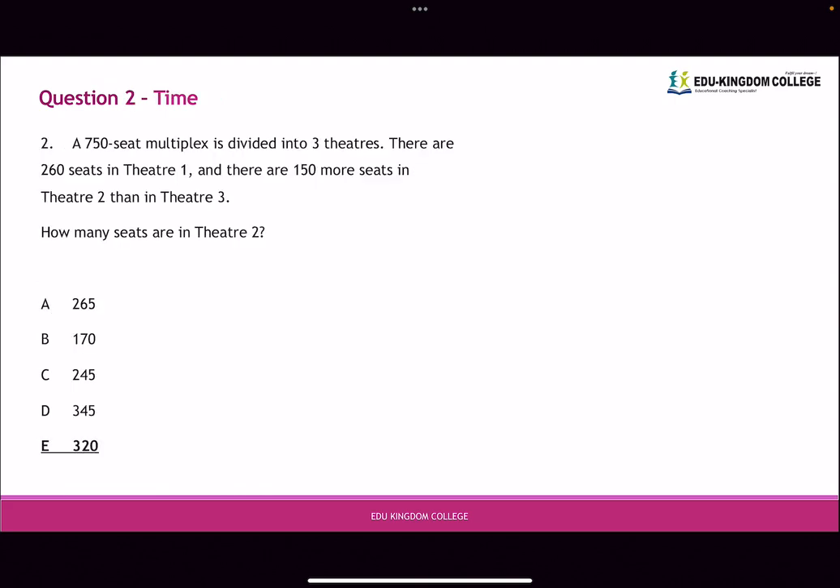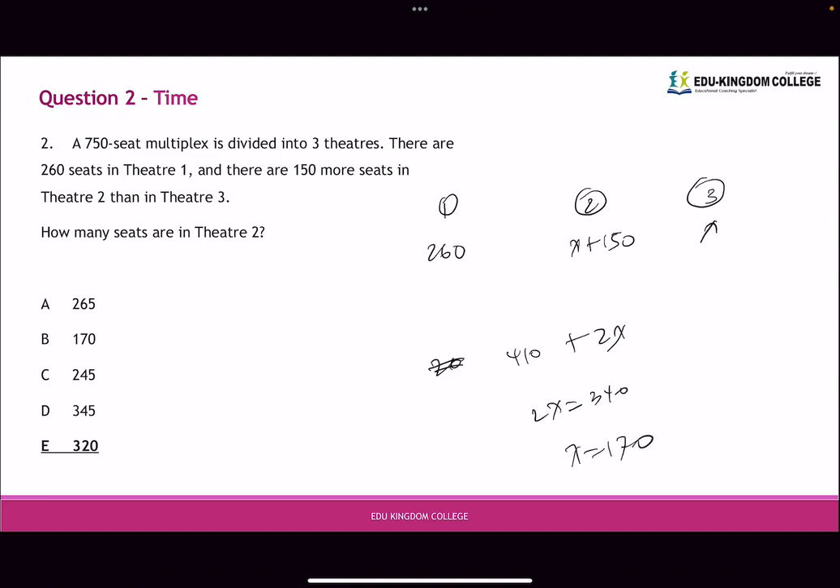Now, a 750-seat multiplex divided into 3 theaters. There's 260 seats in theater 1, and there are 150 more seats in theater 2 than 3. So 260 in 1. In 2, there's x plus 150. In 3, there's x. So it's going to be 260 plus 150, which is 410, plus 2x, which means that 340 is 2x. So x equals 170. How many seats are there in theater 2? So it's 170 plus 150, which is 320.